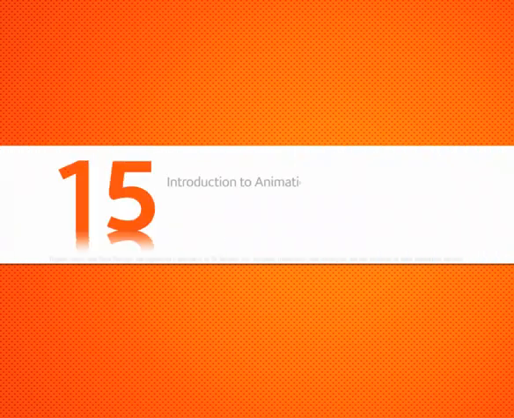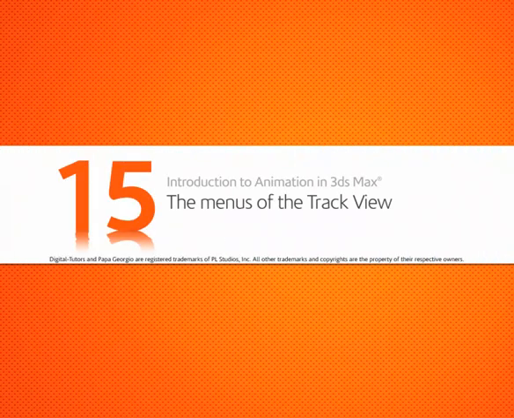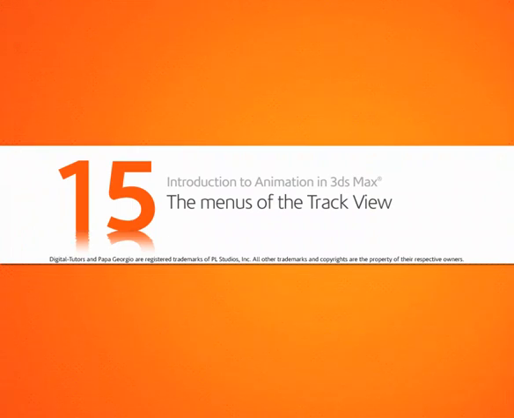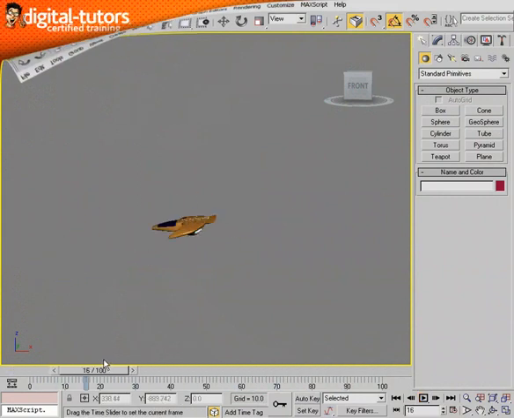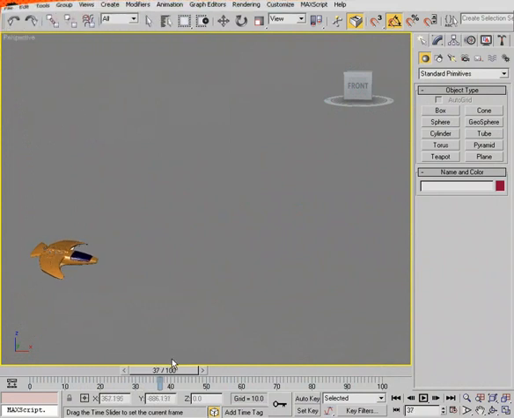In this lesson, we'll work on familiarizing ourselves with some of the tools found within the menus of the track view. I have a little bit of animation in this scene just so we could use an example here to go through some of the tools within the track view. Again, we want to understand exactly where they can be found and also what they do to see if it can be a tool we can possibly use to improve our work.